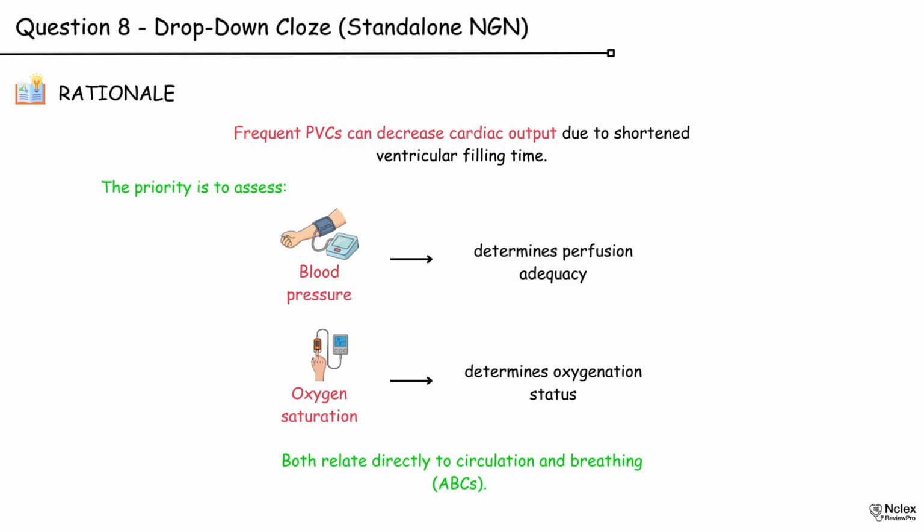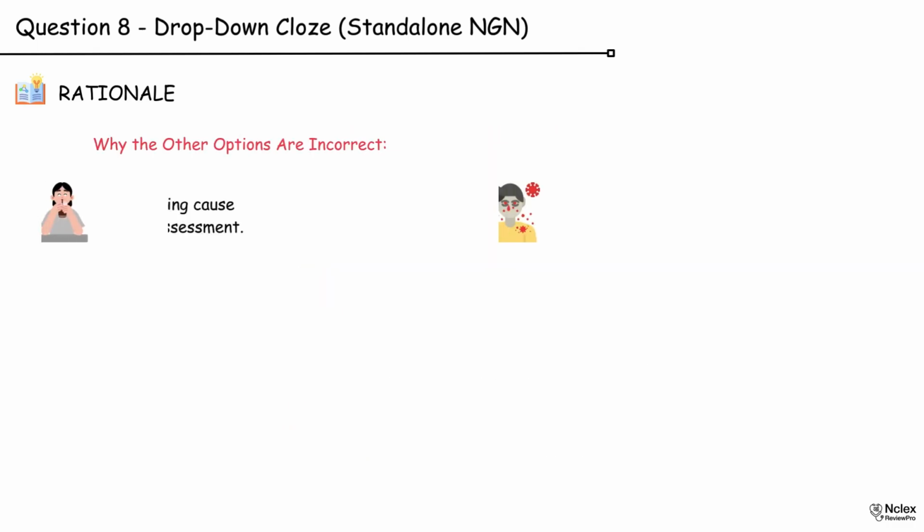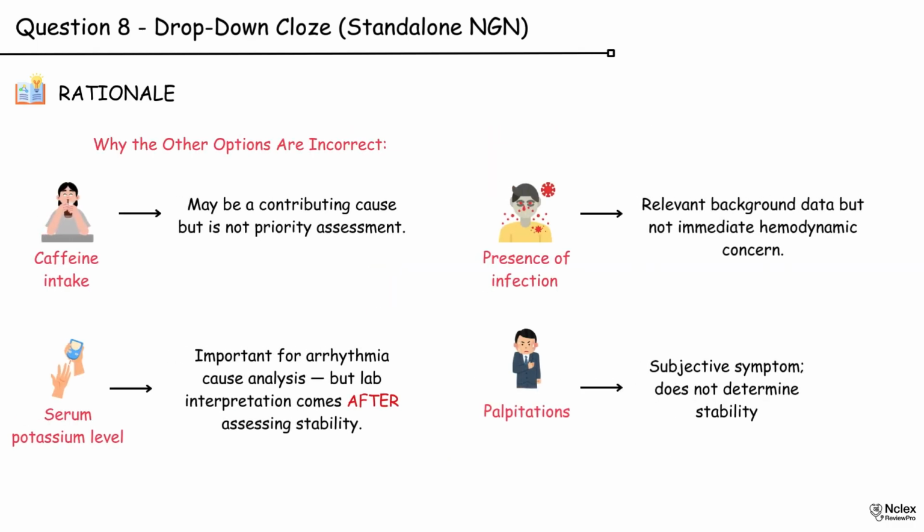Blood pressure tells you whether perfusion is adequate. Oxygen saturation tells you whether oxygen delivery is being maintained. Those two assessments directly relate to airway, breathing, and circulation. Now let's look at the other options. Caffeine intake may contribute to PVCs, but that is background information. It does not determine whether the patient is currently unstable.